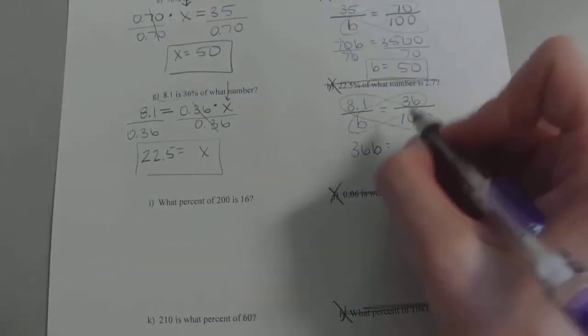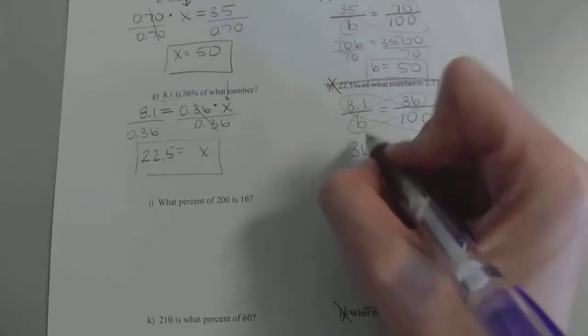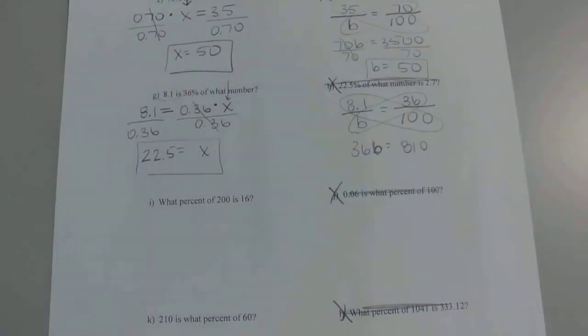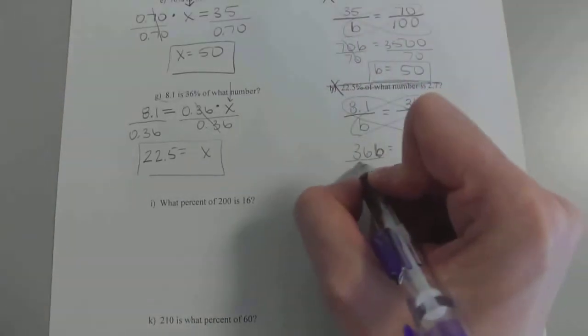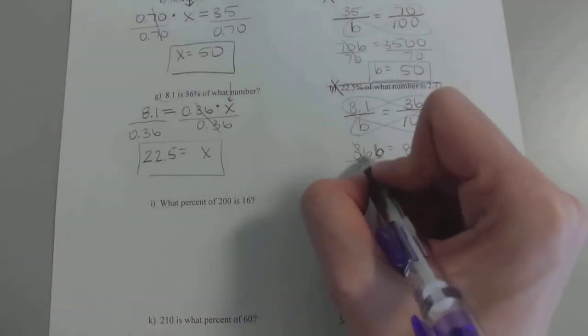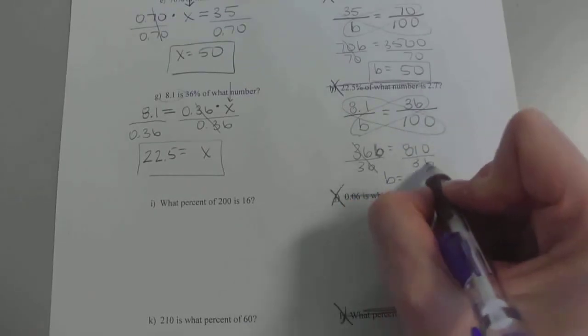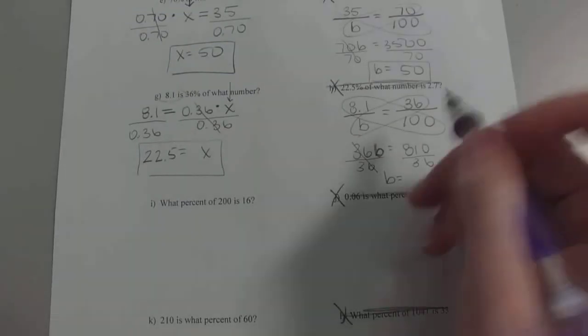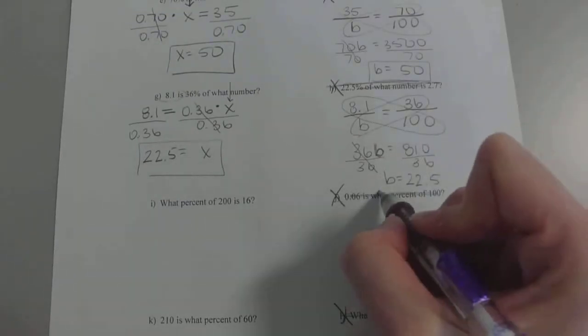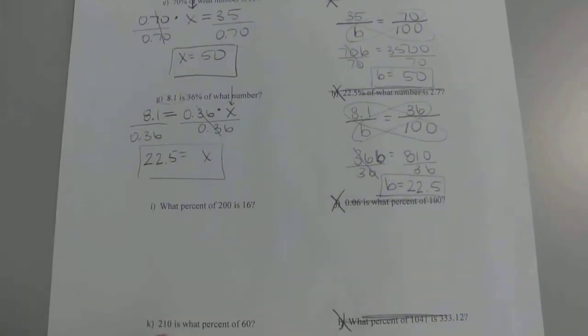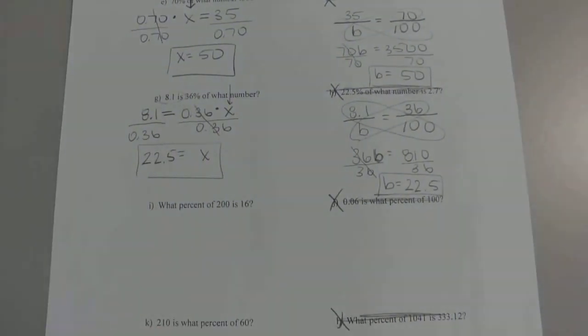So now we can just cross multiply. B times 36 will give us 36B. 8.1 times 100 will get us 810. My B looks like a 6, okay? So we want to get the B by itself. What do we need to do to both sides? Divide by what number? The 36. So I'm going to divide by 36. 36 over 36 is just 1, and I'm left with the B. But if I divide the left side by 36, I divide the right side by 36. What do you guys get? 22.5.